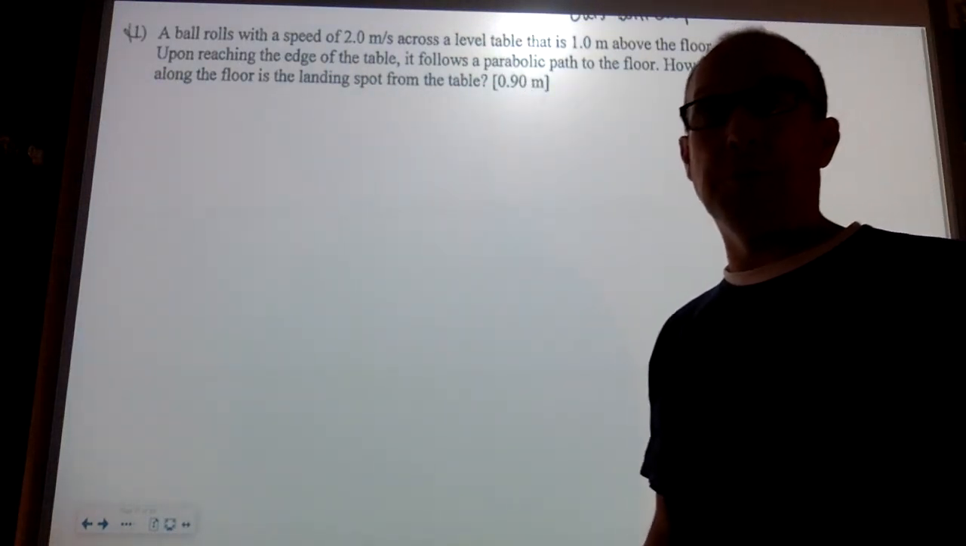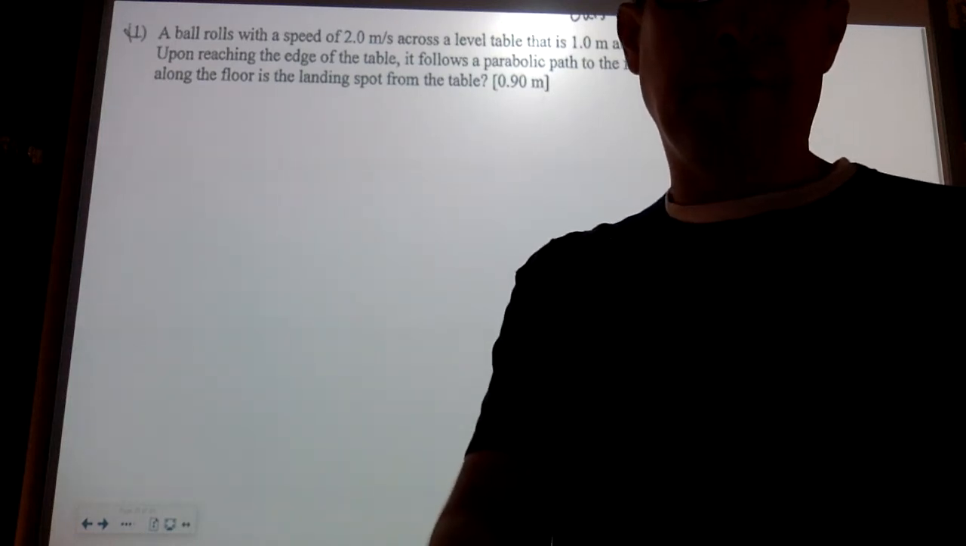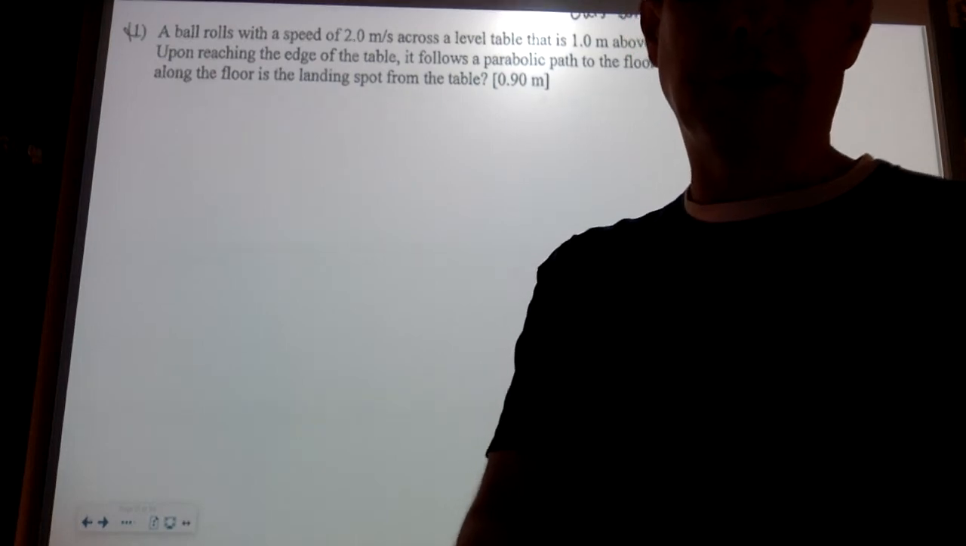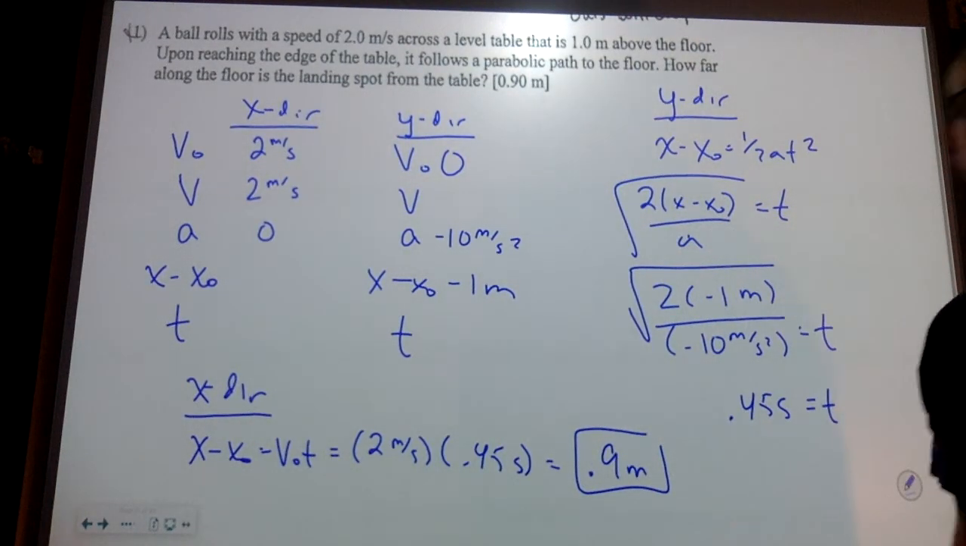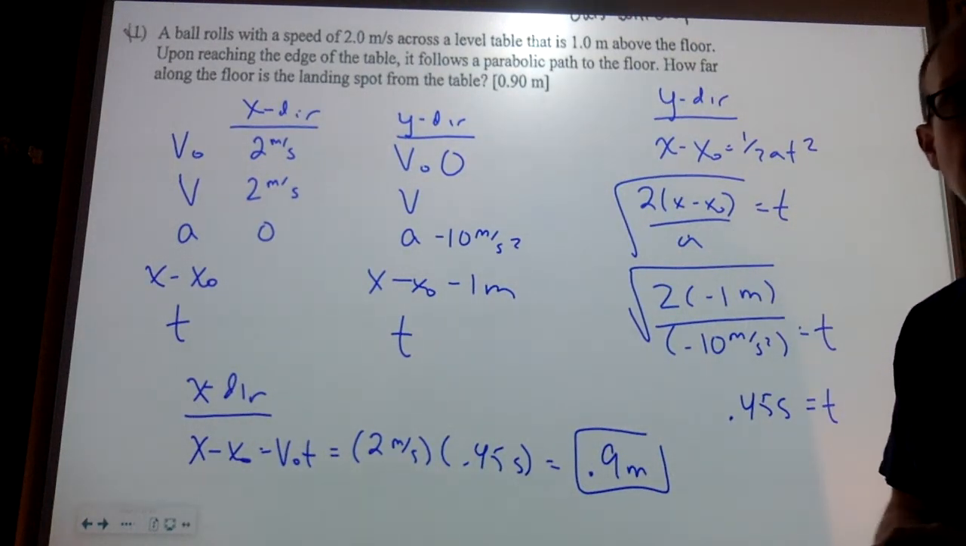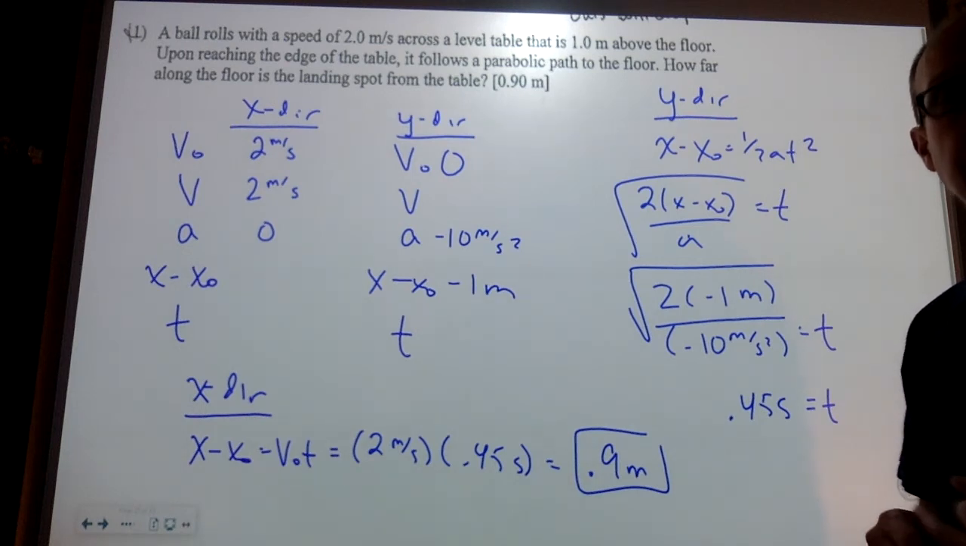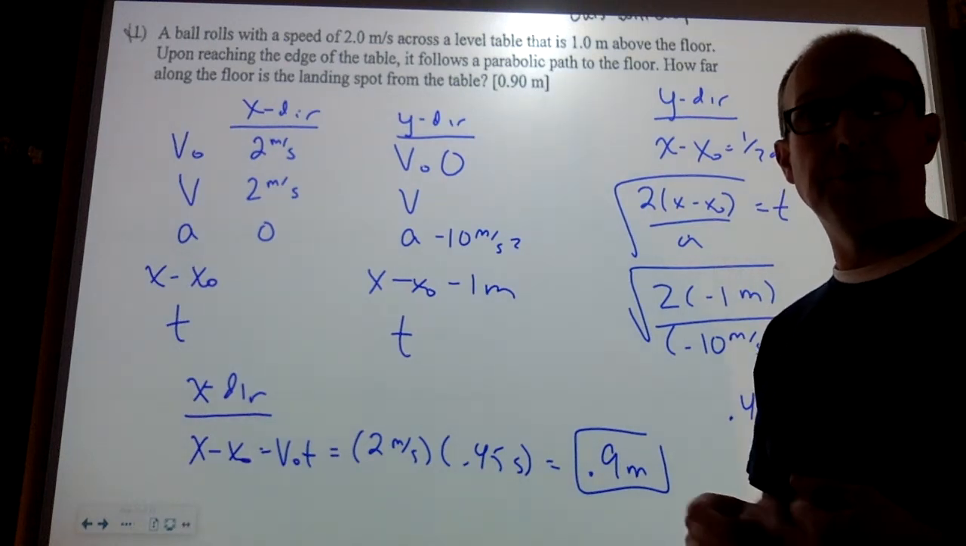So I'm going to give you guys a couple minutes to see if you can solve this, and then I'll have my solution afterwards. All right, I'm back. And you can see that I filled in the chart for the x direction with an initial velocity of 2, a final velocity of 2.